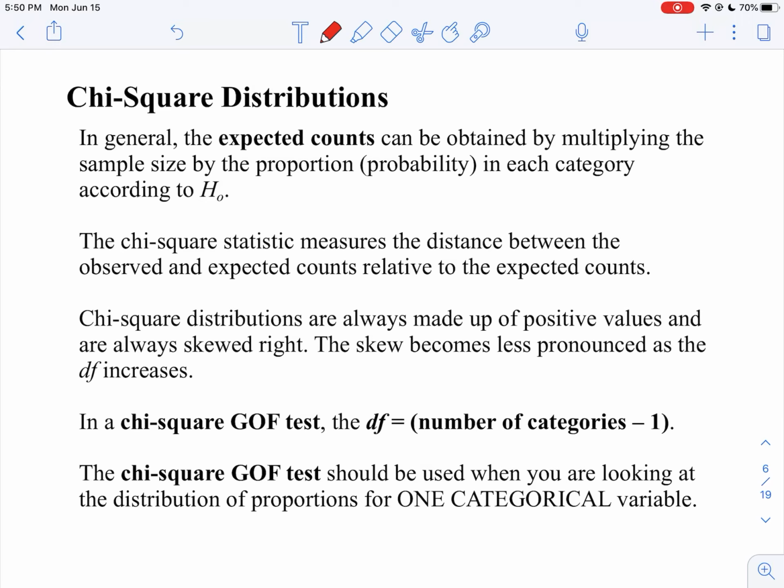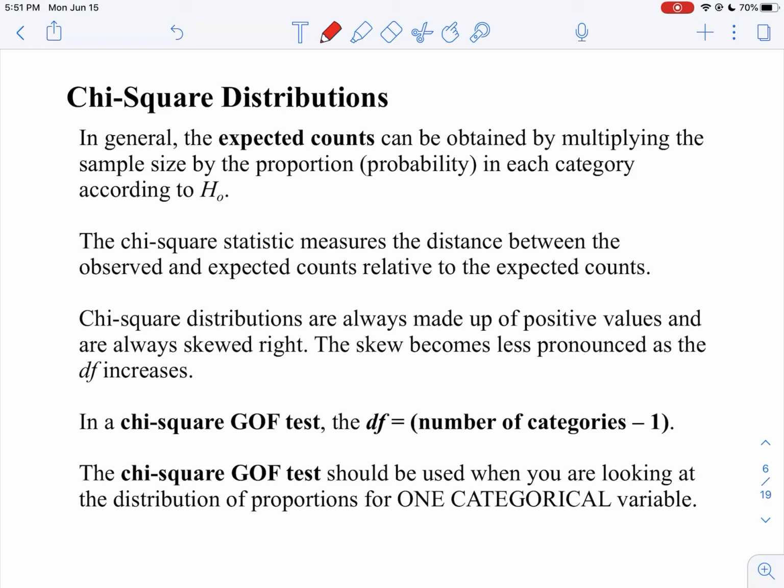So the chi-square test statistic measures the distance between the observed and expected counts relative to the expected counts. And you'll see how we calculate that statistic here in a little bit. The chi-square distributions are always made up of positive values because we square, obviously, when we're working with these values, so they're always going to come out positive. And the distribution will always be skewed right because they're always positive values. The skew becomes less pronounced, so I guess you could say more normal, but the chi-square distribution will never become exactly normal. But it definitely will be less pronounced as the degrees of freedom increase.